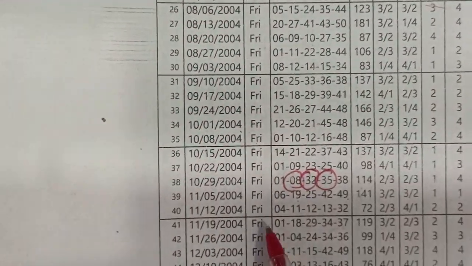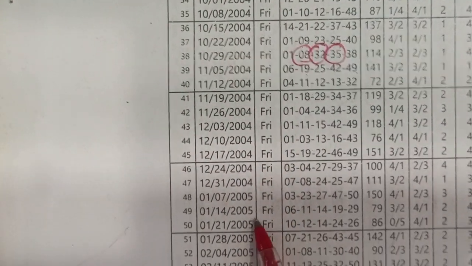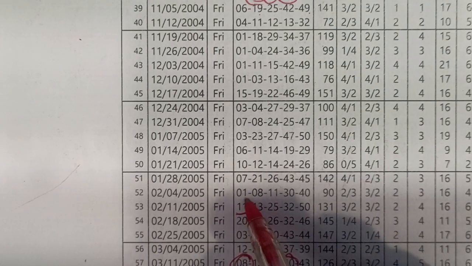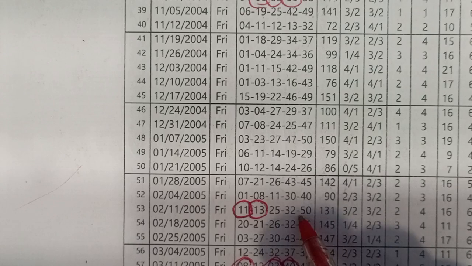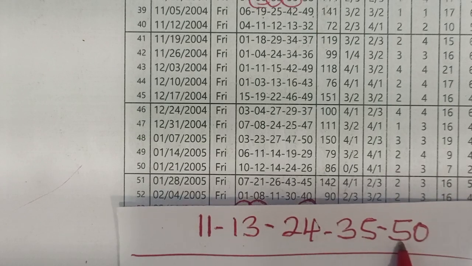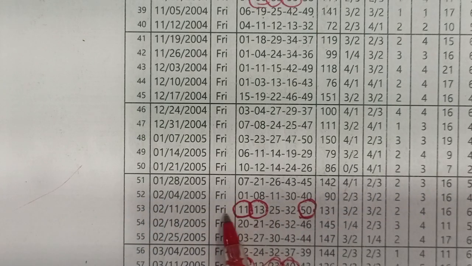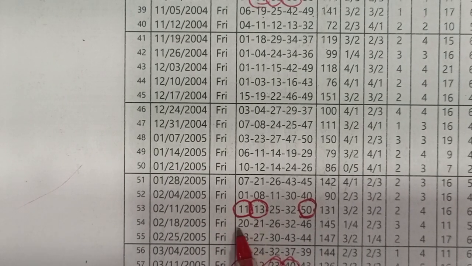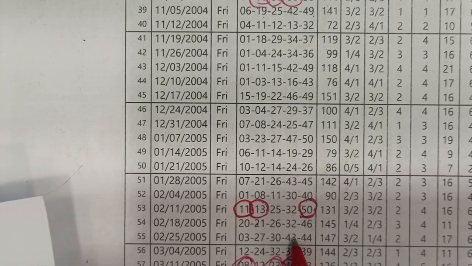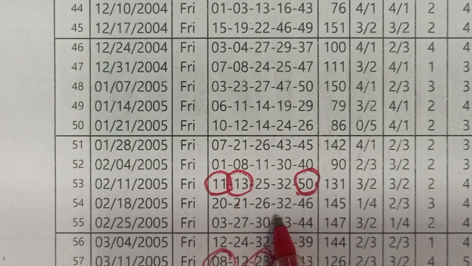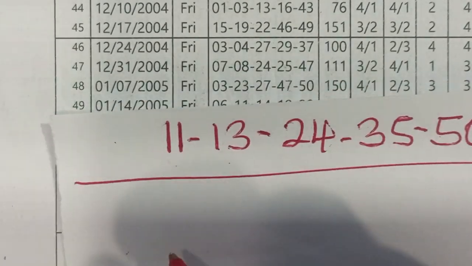If we go to a result and we do not see it, then we move on to another result. Based on the record that I have, the numbers 11, 13, and 50. So the current result dropped 11, 13, 50. We want to select the numbers below it. They are the likely set of numbers. So let's select 20, 21, 26, 32, and 46.